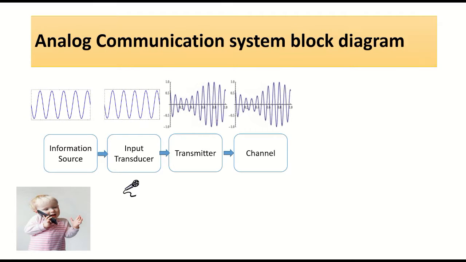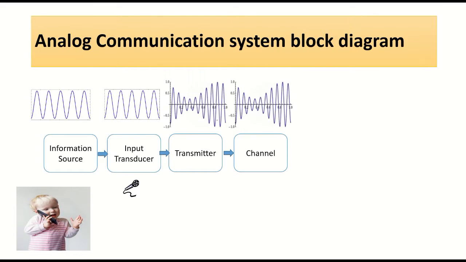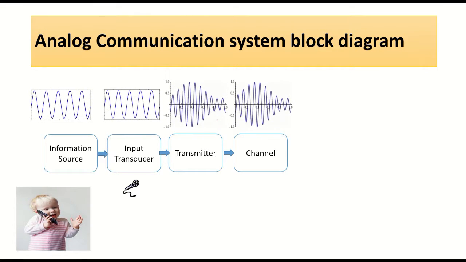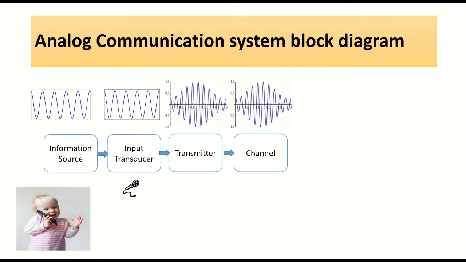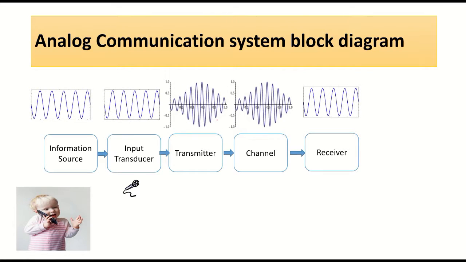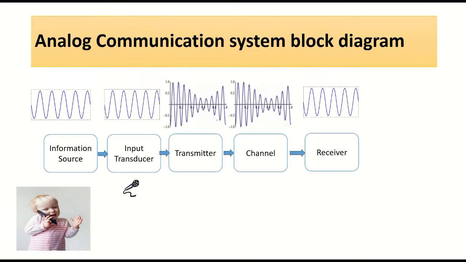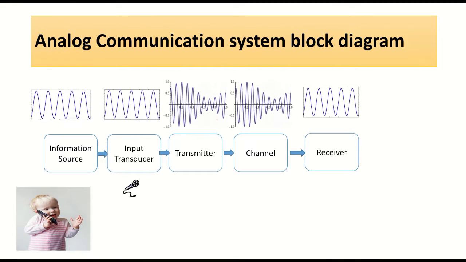You have to receive the information at the other end, right? So now you have this strengthened signal, but the receiver is going to receive that strengthened signal and extract the information from that modulated signal. The receiver does that process, which is called demodulation, and you may have your signal back in this form.